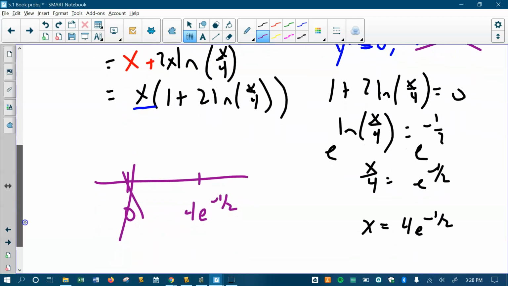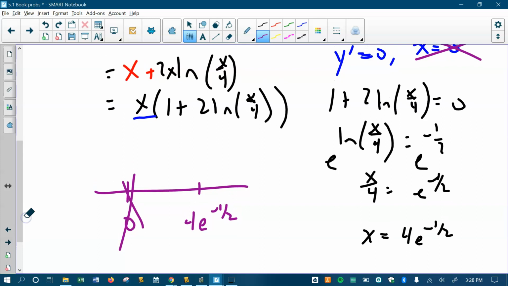Let's see here. I'm not really sure what 4e to the negative 1/2 is. So when I'm in a case like this, I just go with a huge number, like 100, because I want to know the sign. Okay, 100. If I plug in 100 here, I get 100 times 1 plus 2 times ln of 100 over 4, which is 2 ln of 25, which is going to be a positive number no matter how you do it. So it's going to be 100 times 1 plus a positive number, which is going to be a positive value.